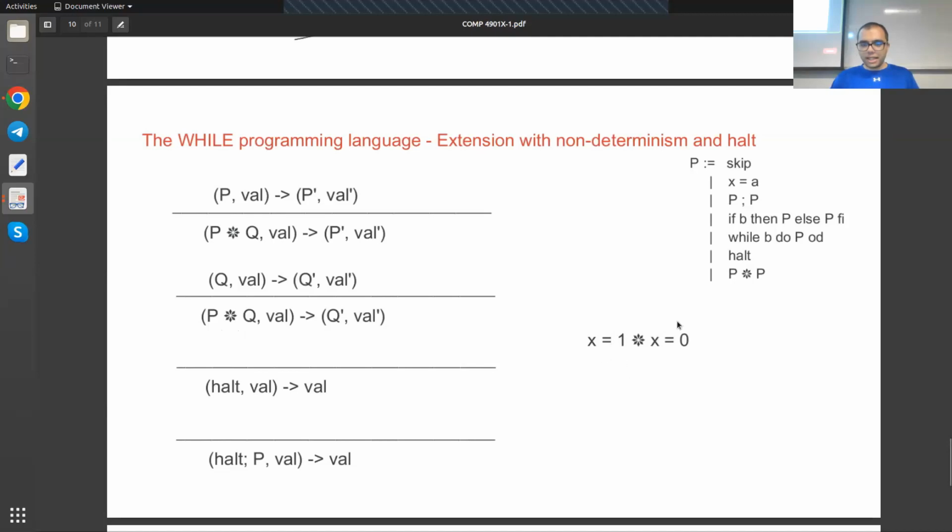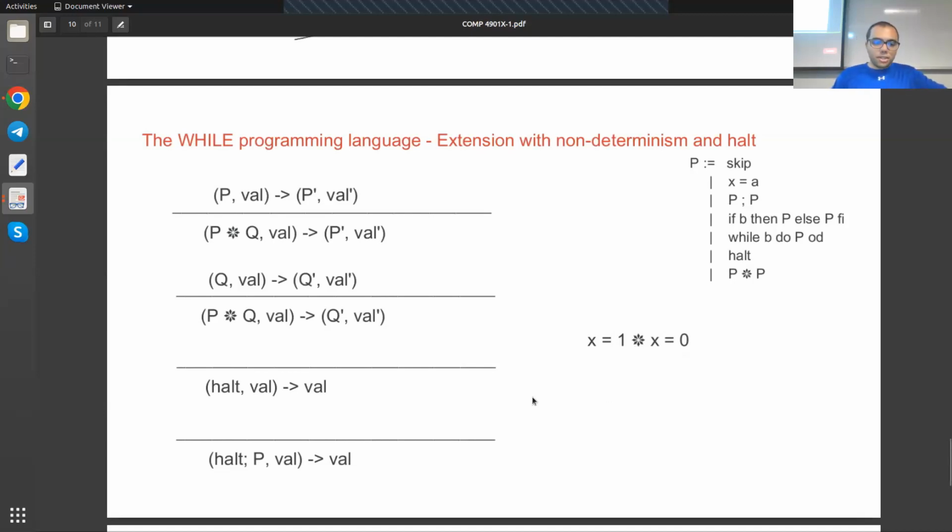So again, here is an example. Imagine that X is a variable, let's say it's a Boolean variable, and you're reading it and the user is providing the value. So X is going to be either 0 or 1, but you don't know which. The user gets to choose. So at some point in your program, you will have something that looks like this. It says non-deterministically set X to 1 or set X to 0.